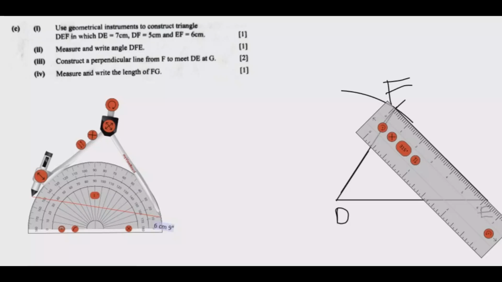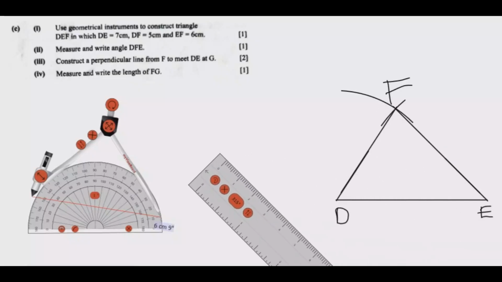Okay, so let's measure to see if we are going to get 6 centimeter. You can see we have got 6 centimeter. So the length of FE, or EF, is also 6 centimeter. That means our construction is very okay.